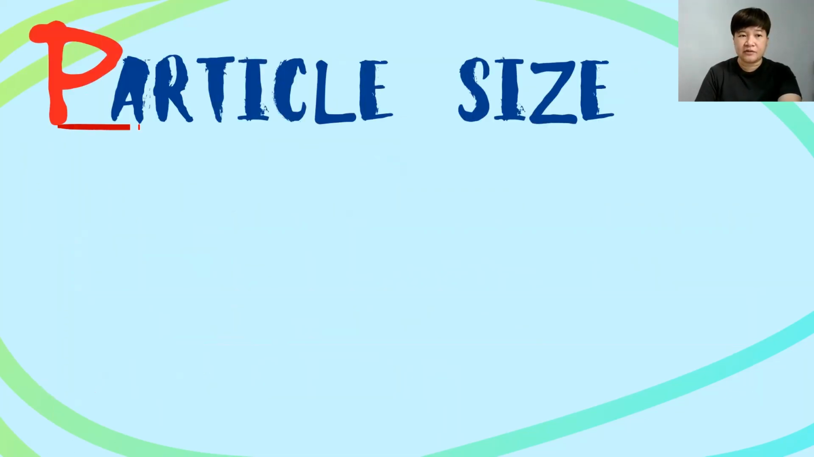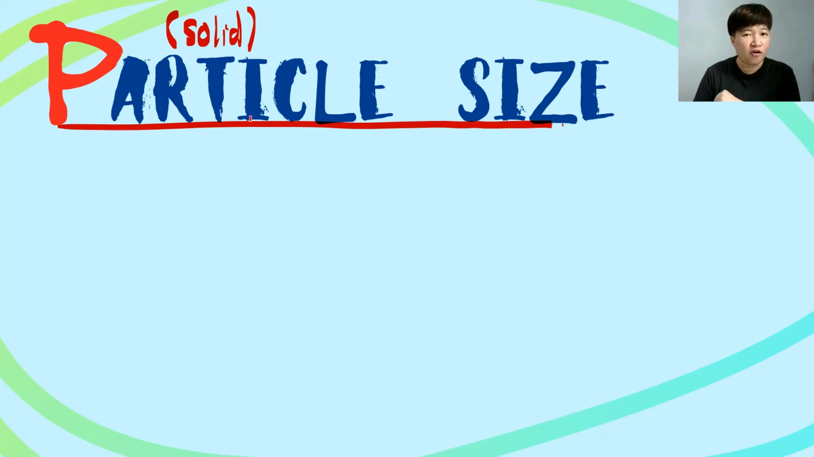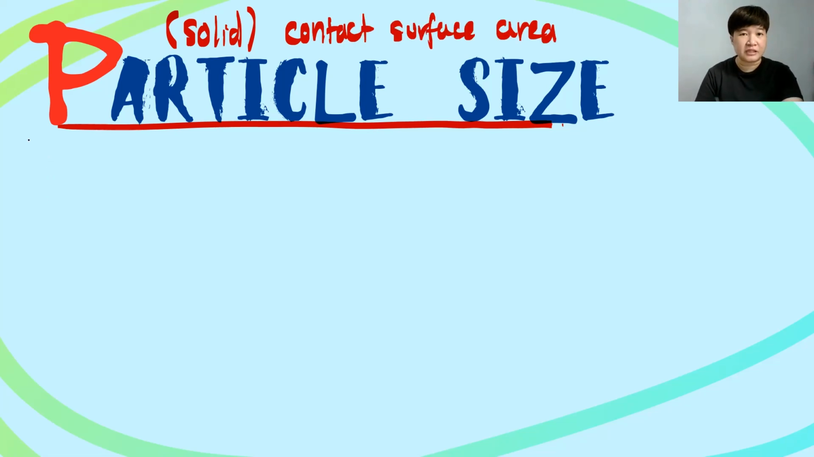The second factor that we will discuss is particle size. Bear that in mind, particle size only applies when it's a solid. And the good friend of particle size is the term contact surface area. A kind reminder over here, the relationship between contact surface area and particle size is inversely proportional. It means when my particle size increases, becomes bigger, my contact surface area decreases. Remember that. The particle size and the contact surface area are inversely proportional.